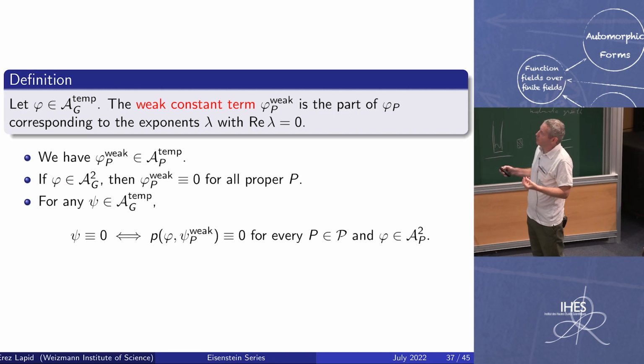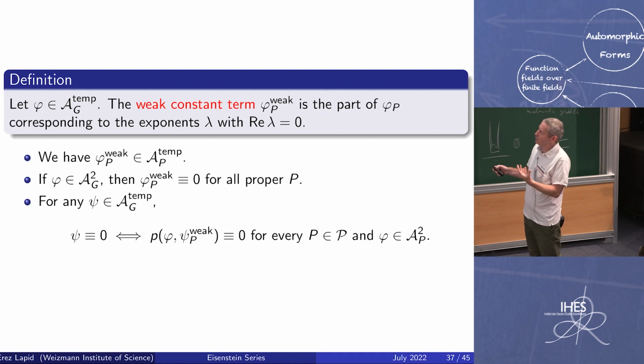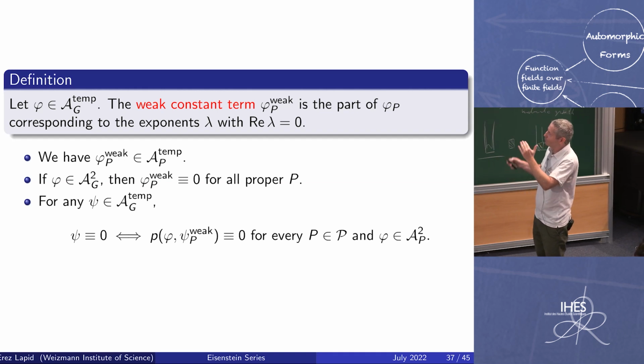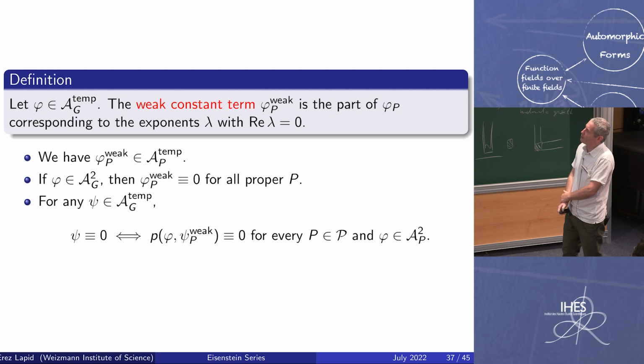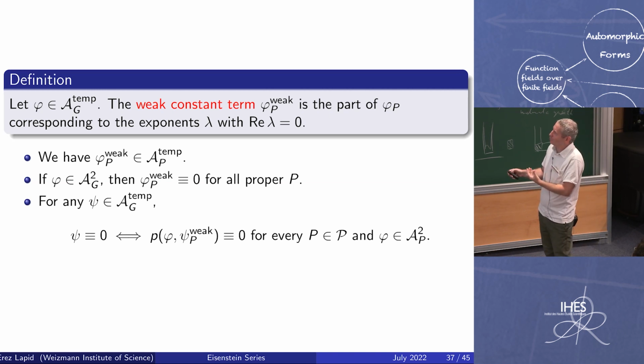And so what you get now is something in the tempered guy, because the real part of lambda is 0, the other exponents are certainly subunitary. So you make this definition in order for this to be here.